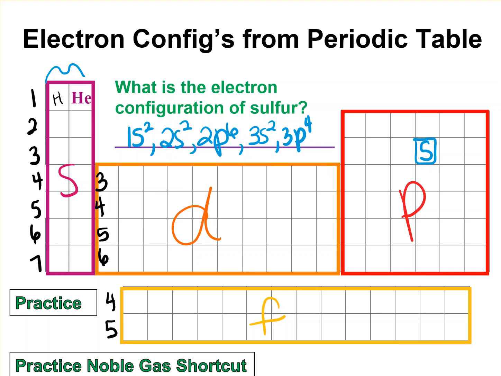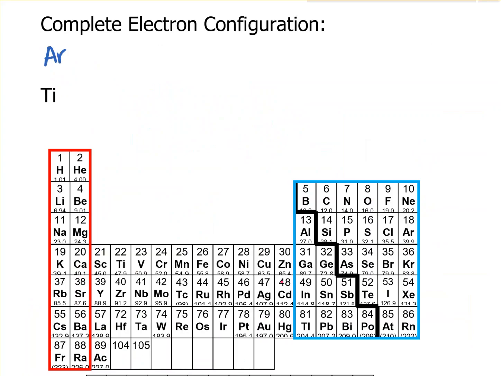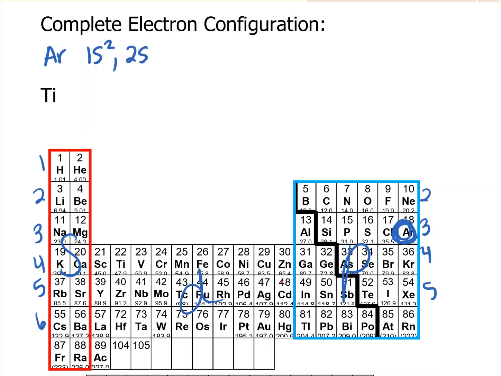Okay, let's practice a little bit more. Argon before we do titanium. So for argon, let me mark these. Be careful when you're on this side because this is 2, 3, when you're trying to look. Okay, so argon is right here. So to get to argon, I'm going to say 1s2, 2s2, then I'm going to come over here, 2p6, then I'll continue 3s2, and then 3p6.